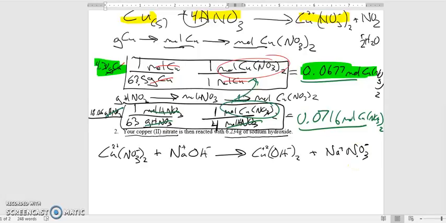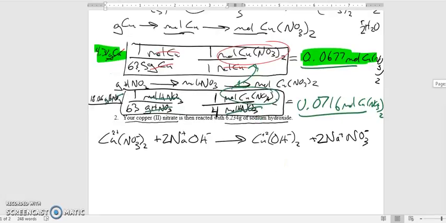Now, sensibilities are right, this doesn't make sense. There's 2 nitrates here, but only 1 here. How do you fix that? Now you balance. Let's put a 2 here. Now I've got 2 nitrates, 2 sodiums, but only 1 sodium. Let's put a 2 here. I've got 2 sodiums. Cool. 1 copper, 1 copper. 2 nitrates, 2 nitrates. 2 sodiums, 2 sodiums. 2 hydroxides, 2 hydroxides. Okay, bueno, you're done. And now you do it again.